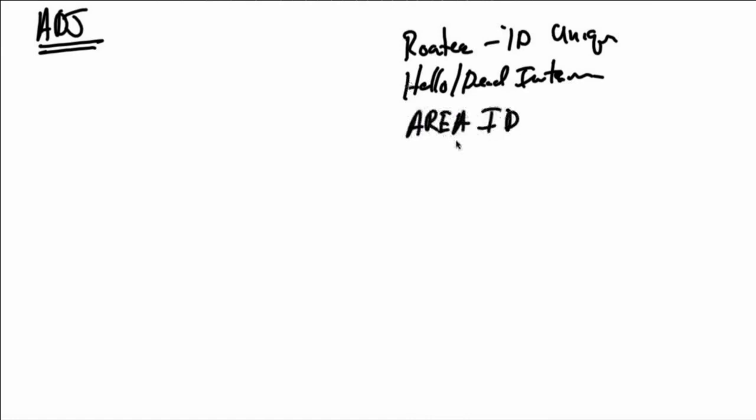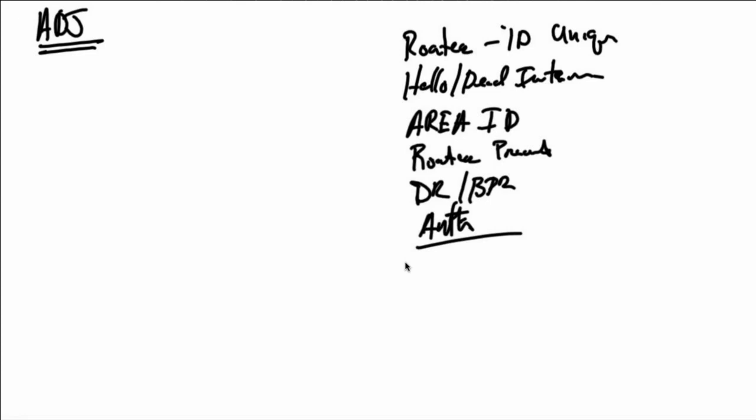So if I have area 0 on one side and area 1 on the other, I'm not going to be able to form a relationship. We want to make certain that our router priorities are configured. We want to make certain that we have an IP address that we can use for the DR on our broadcast segments, as well as the BDR, the backup designated router. And also, if we're going to do any type of authentication, we need to make certain that the authentication matches.